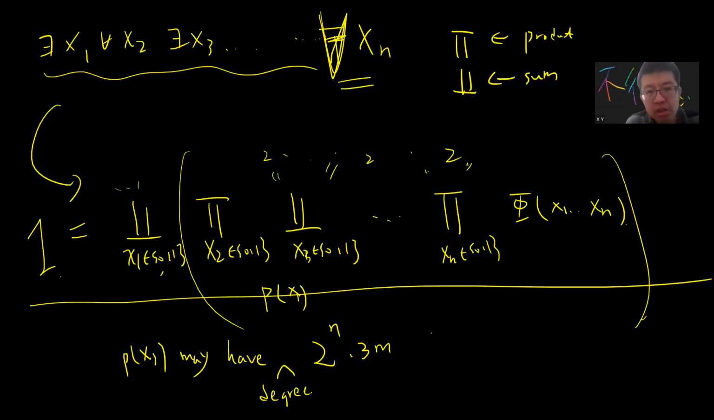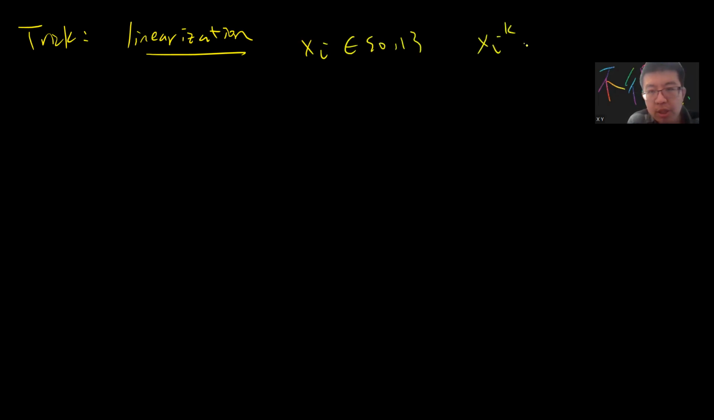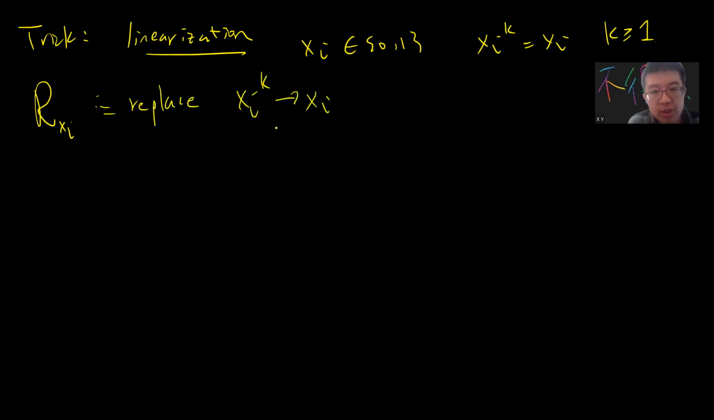Okay, so the trick is just using linearization. I think this is a very interesting idea. Very simple: we only care about xi in 0 and 1, so in this case xi to the k is xi, for every k greater or equal to 1. Once I have this, I can define R xi to be a linearization. Informally, R xi just replaces xi to the k with xi. Whenever I say xi to the k, I just replace it with xi.